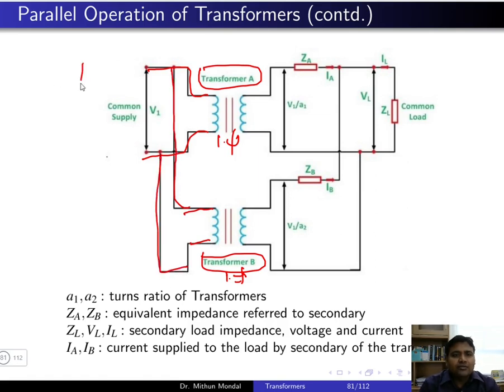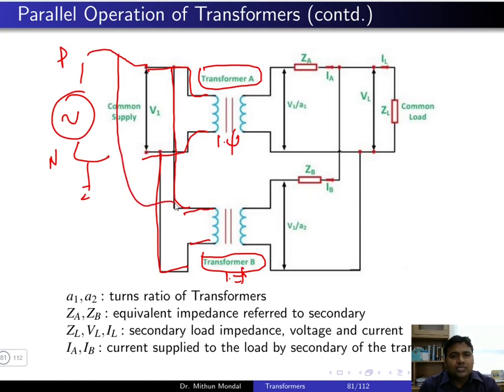So here you have the polarity of the supply. This you can take as the phase and this is the neutral point. This is grounded. So the phase will be connected to this end, and the phase will be connected to this end. Neutral will be connected to this end, and neutral will be connected to this end. So the polarity of the supply should be properly connected when you are doing the parallel operation.